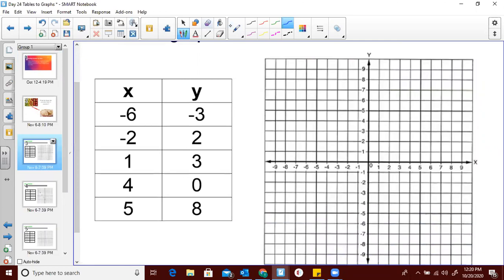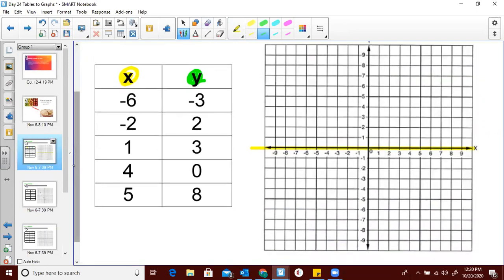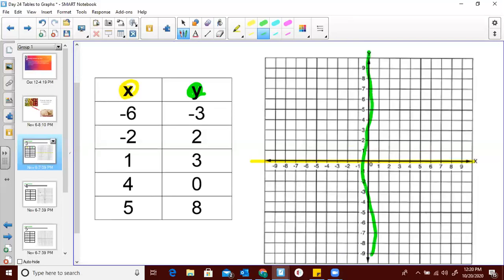So a couple important things to remember are that we have our X values, which are going to work with our X axis. And then we also have our Y values, which we're going to work with our Y-axis. Okay, so the first thing we're going to do is remember every one of these we start at 0. All right, that's going to be our origin.